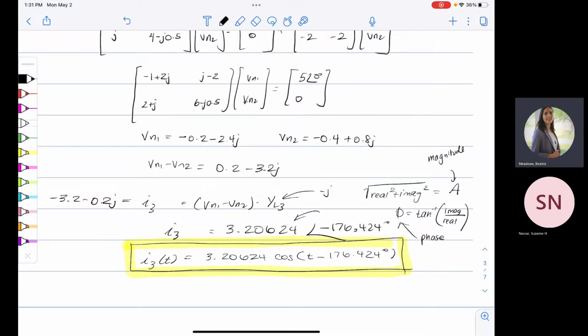Okay, so if you see, whenever you do the calculations, you get it into this rectangular form, right? The value without the j multiplied by it is considered the real part, and the one next to the j is imaginary. So you do the real squared plus the imaginary squared. Yeah, so YL3, that's what we found earlier, the negative j. You multiply that by the thing that we found earlier, and you get this.